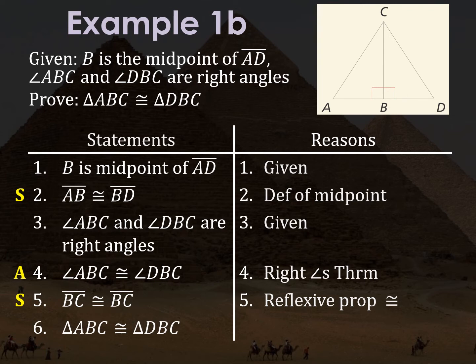So statement 6, triangle ABC is congruent to triangle DBC by the SAS rule. So again, SAS requires that you have three things congruent. And again, the important thing is that the angle in between the two sides has to be the one that's congruent.